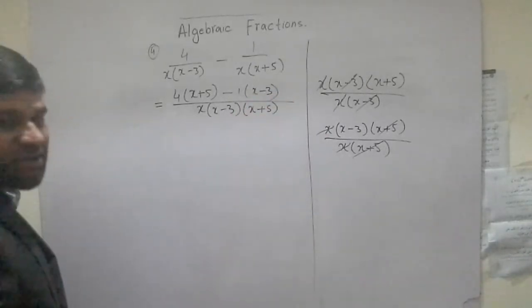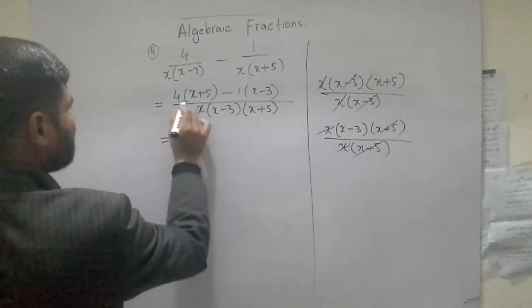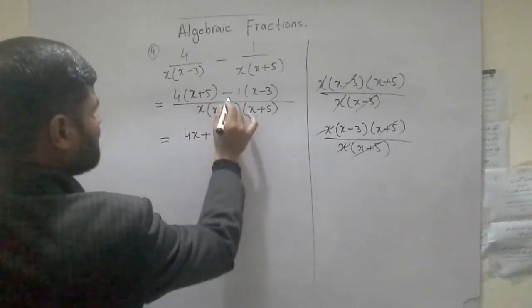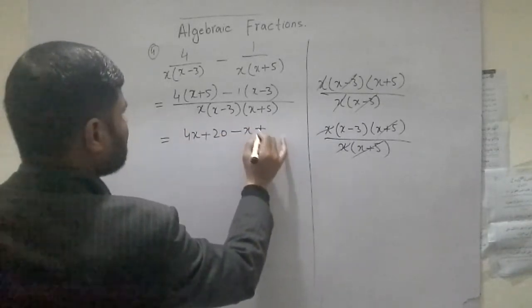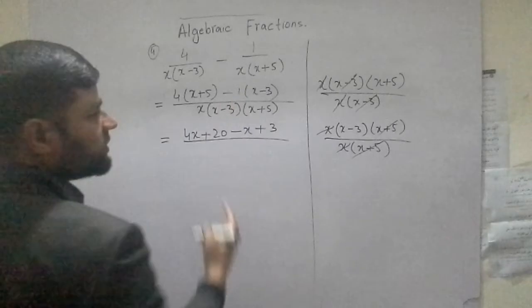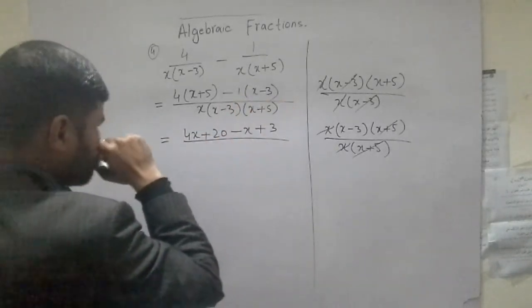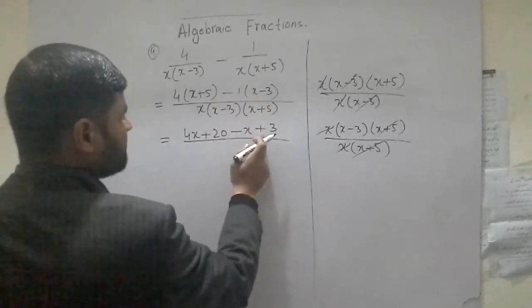Now we need to expand the brackets in the numerator. So 4 times x is 4x, and plus 4 times 5 is 20, minus 1 times x is 1x, minus minus plus 1 times 3 is 3. And if you don't want to put this 1 there, it's alright, because 1 times whatever is inside is the same thing, except this minus sign will change this minus sign into plus.